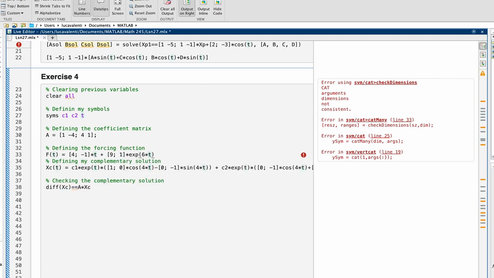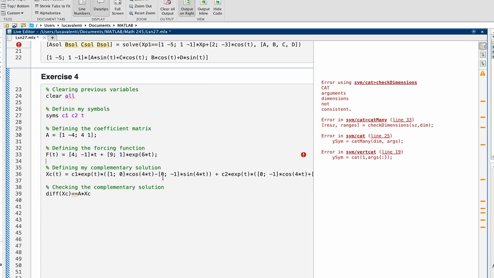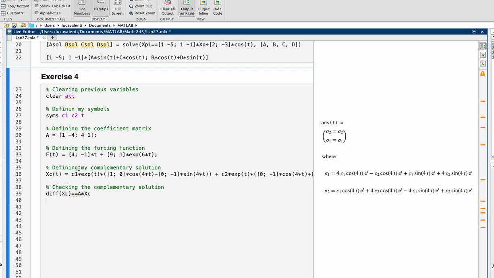I wrote the same thing. Maybe MATLAB will like it more. Maybe there was a mistake that I wasn't able to identify. So let's see what happens now. We went all the way through. We got an equality, so I know that the complementary solution is correct.